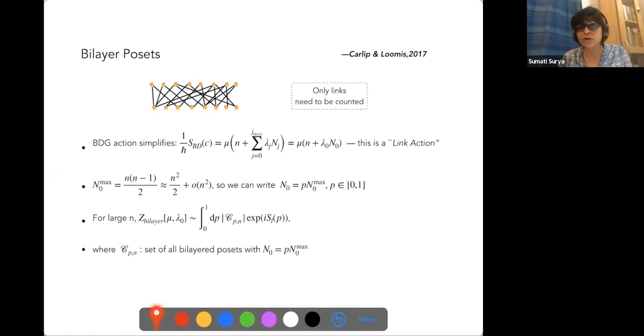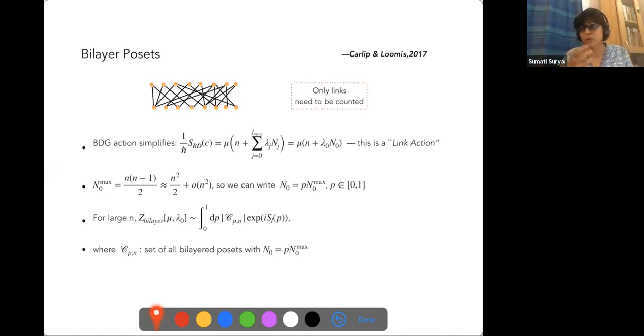So this work of, I should have actually switched it around, Loomis and Carlip, dealt with the next subleading contribution, which is of bilayer posets. When you look at a bilayer poset, you have a set of completely unrelated elements, another set of completely unrelated elements, and the only relations you can have, therefore, are nearest neighbors.